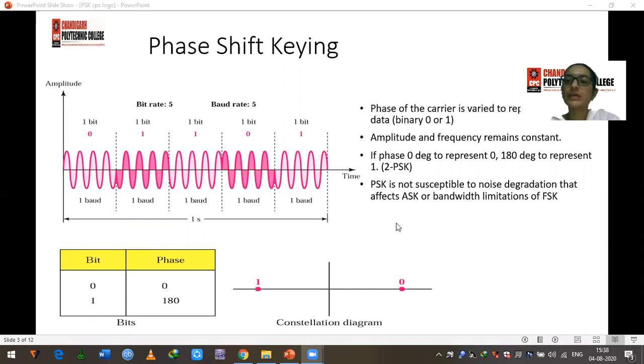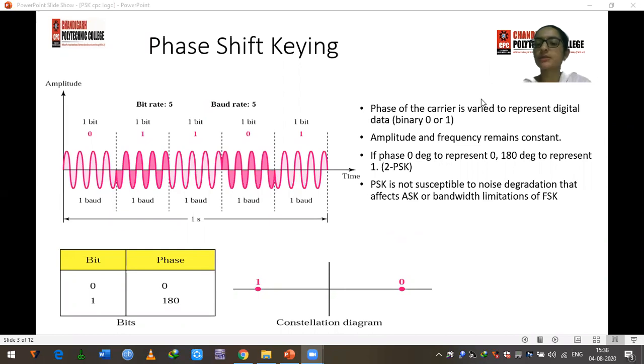Here, it's phase shift keying. As the name suggests, the phase of the carrier is varied to represent the digital data that is in the form of 0 and 1, in binary, and the amplitude and frequency remain constant. If the phase is 0 degree to represent 0, and 180 degree to represent 1, that is 2 PSK. And PSK is not susceptible to the noise degradation that affects ASK or the bandwidth limitations of FSK.